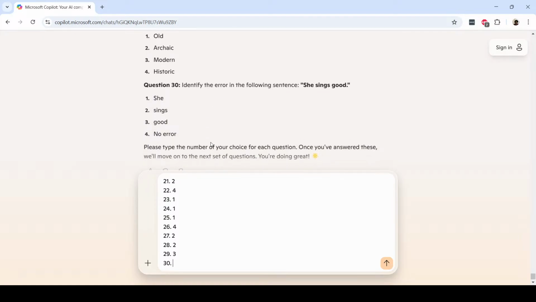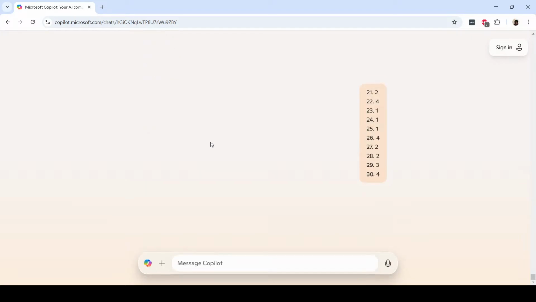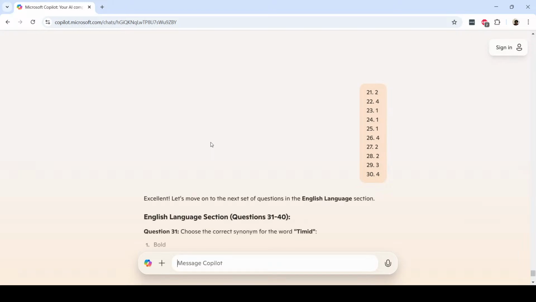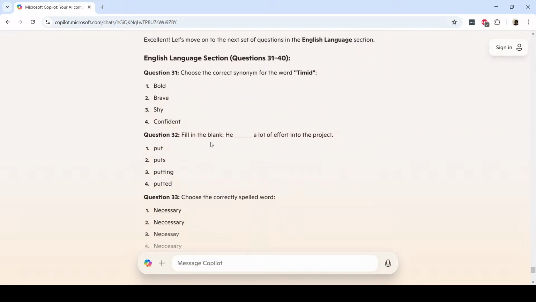And identify the error in the following sentence. She sings good. Huh? She sings good. She is good in singing. She is a good singer. She sings good. No error. I think only 5 questions left now, or completed. Oh, we have done more.